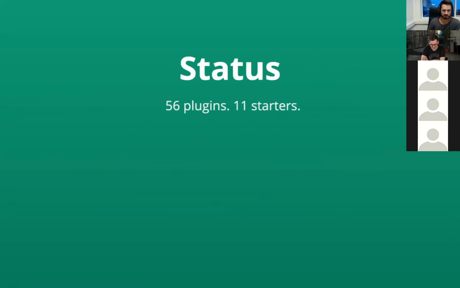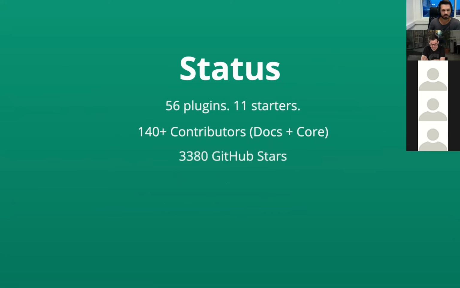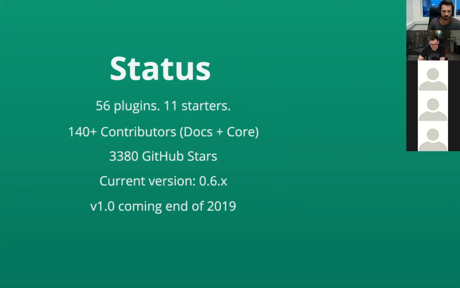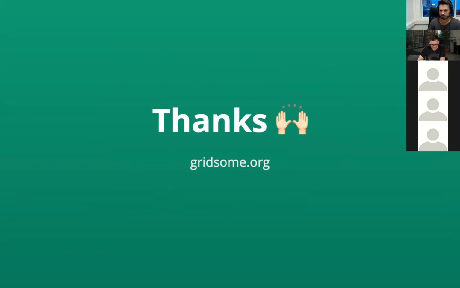Status: 56 plugins, 11 starters, 140 contributors. That includes documentation and core. 3,000 GitHub stars. Current version is 0.6.4, I think. And version 1 is coming at the end of 2019. Yeah, that was it.